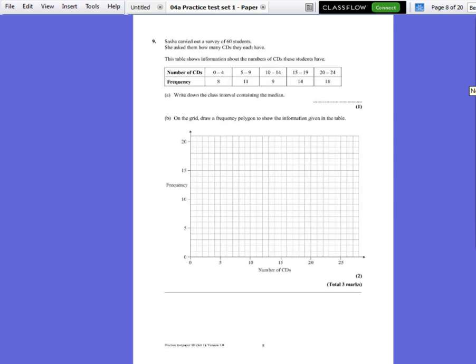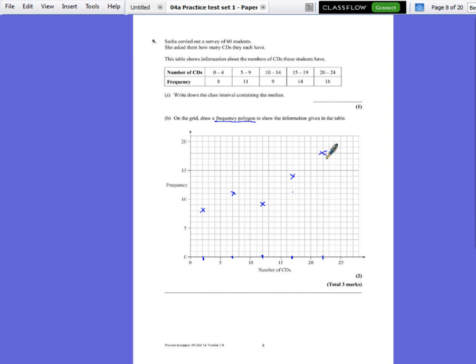Question 9. That's some information. Draw a frequency polygon. So a frequency polygon is where we plot the midpoint of the group with the frequency. So 0 to 4, we want to be plotting at 2 and 8. 5 to 9, we want to be plotting at 7 and then going up to 11. Between 10 and 14, we want to be plotting at 12 as the midpoint of the group, up to 9. The next group is at 17, and we'll plot at 14, which will be there. And then the last group is at 22 and 18, which would be there.